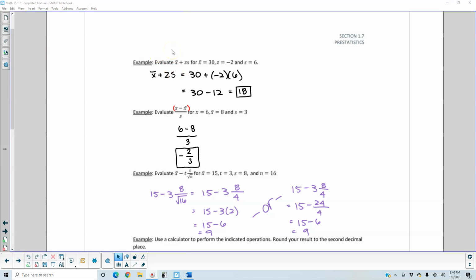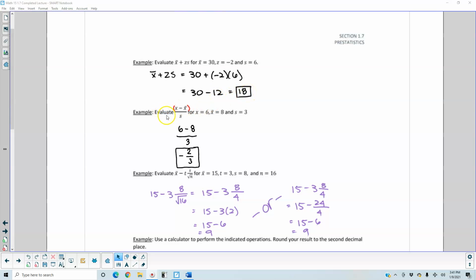Continuing order of operations. For the example, evaluate the expression x bar plus z times s, for when x bar is equal to 30, z is equal to -2, and s is equal to 6. So we're going to plug all those numbers into that formula. So we're going to get 30 plus -2 times 6. Now applying order of operations, -2 times 6 gives you -12. So 30 minus 12 is equal to 18.